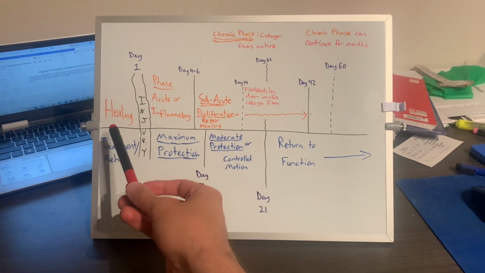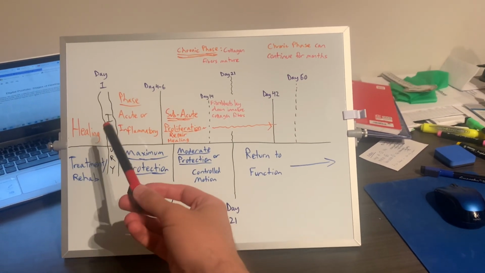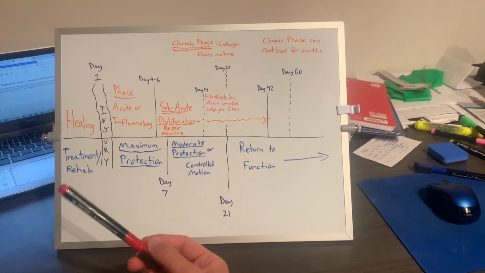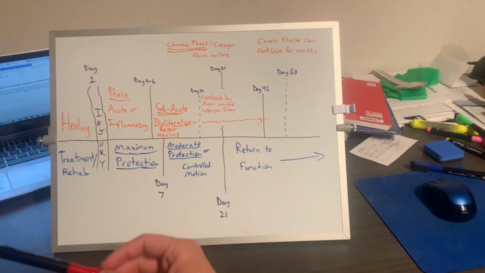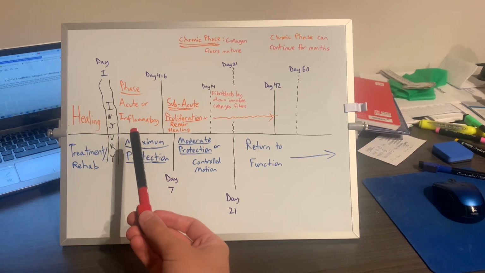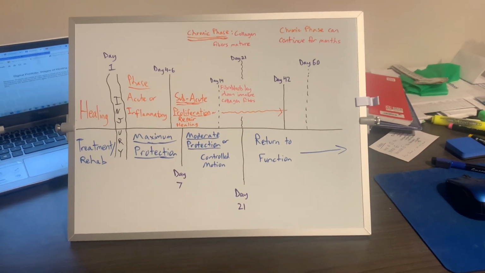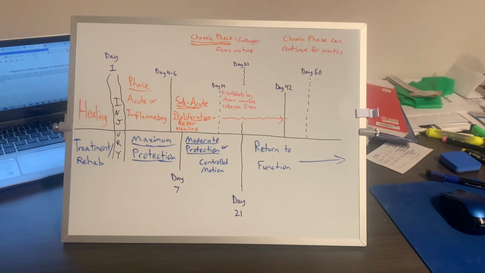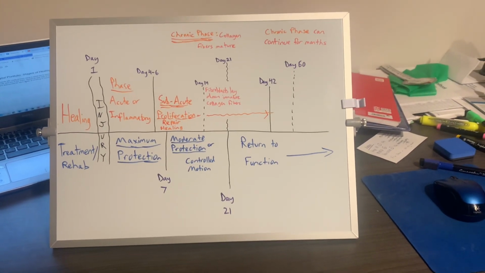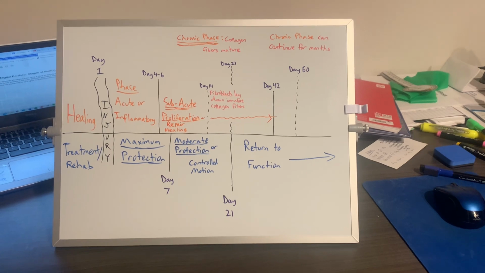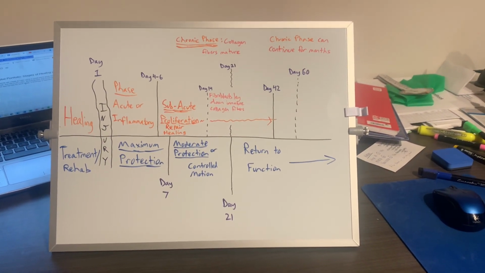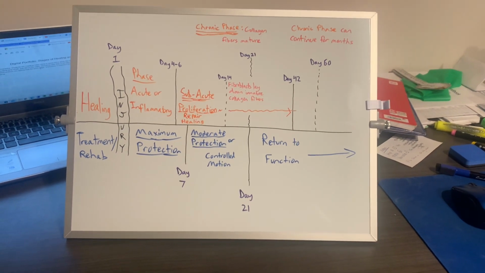So we'll start off with thinking about the stages of healing. If we look at the top half of this timeline, pretend that day one is when the person suffers the injury. Then for the next 4 to 6 days, they're going to be in the acute or inflammatory phase. So you can expect to see those 5 cardinal signs of inflammation: pain, heat, swelling, redness, and then loss of function in the area. So that's for about the first week or so until about day 6.